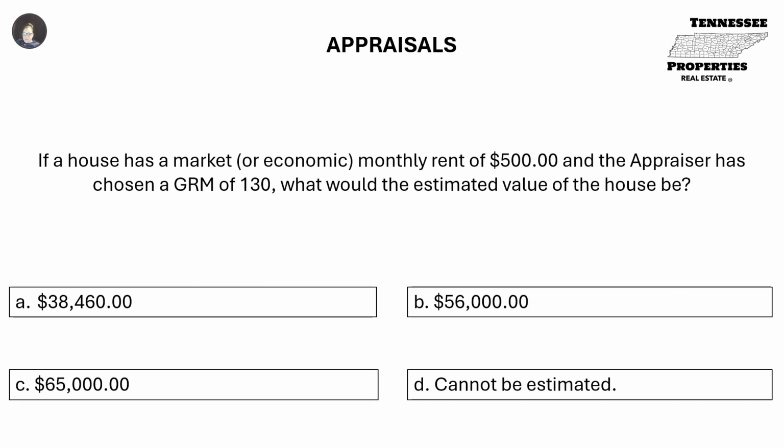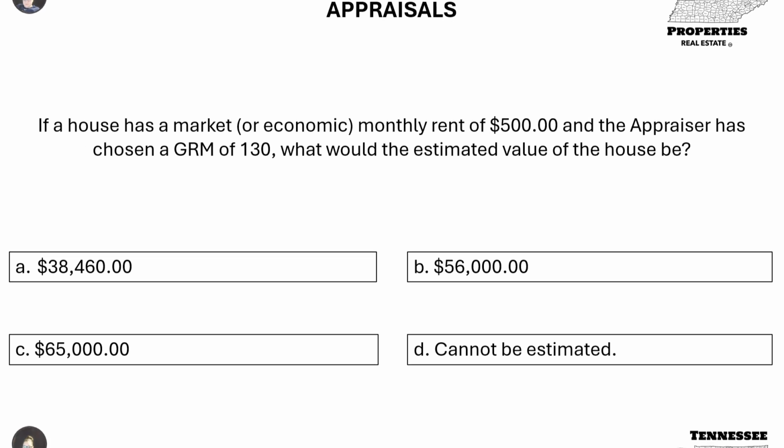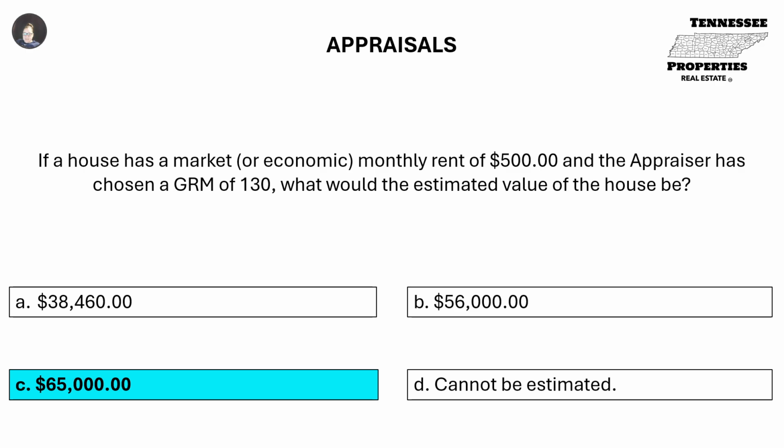If a house has a market or economic monthly rent of $500 and the appraiser has chosen a GRM of 130, what would the estimate value of the house be? A. $38,460, B. $56,000, C. $65,000, or D. Cannot be estimated. C. $65,000.